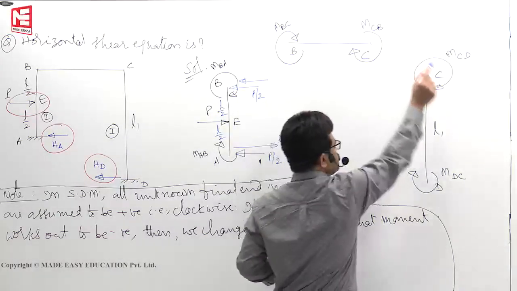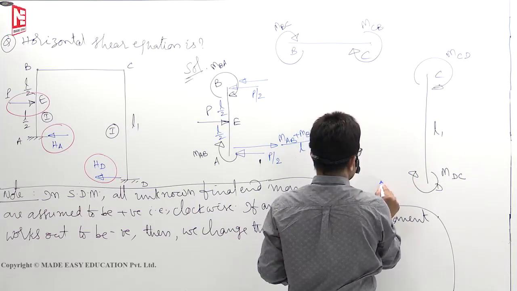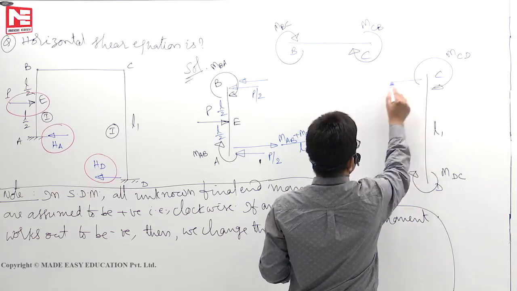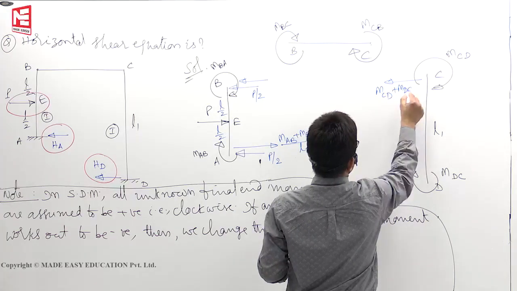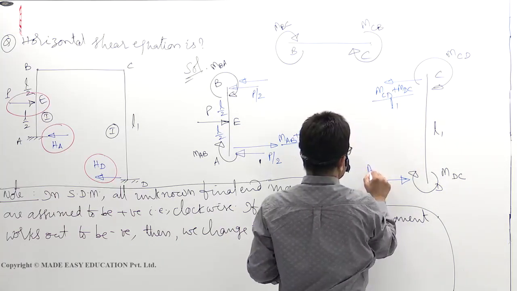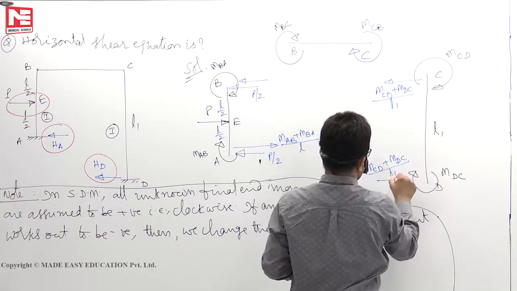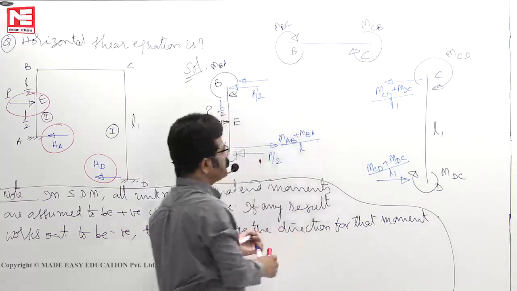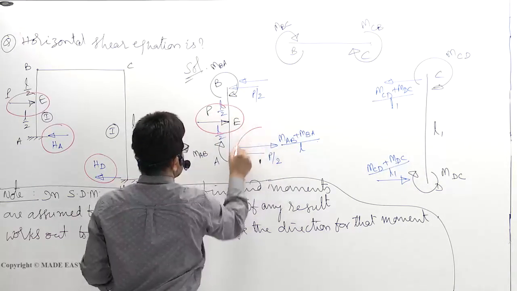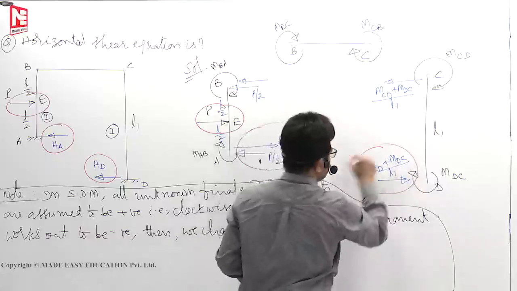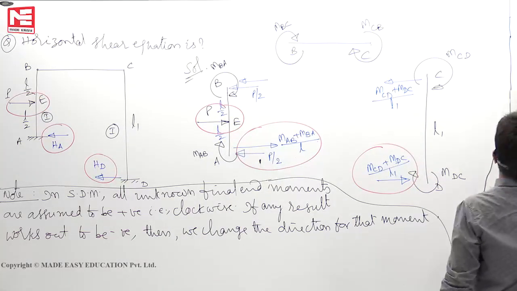Come to this one, MCD clockwise, MDC also clockwise. So anti-clockwise reactions will develop like this. How much? MCD plus MDC by L1. Here also MCD plus MDC by L1. Now horizontal shear equation means this is HA, this is HD. Add them, that's all. Now I'll show that here.